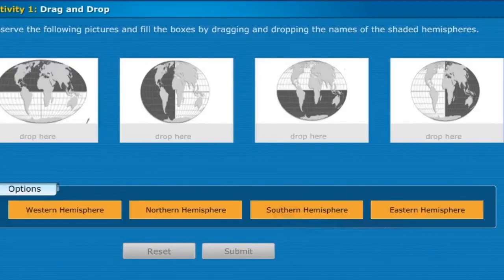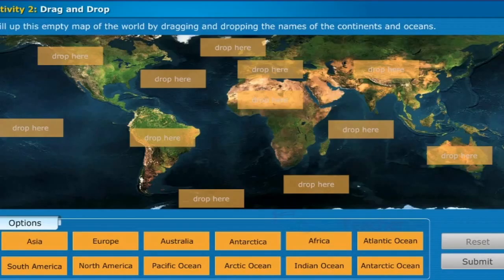Knowledge check. We will now perform an activity on the hemispheres of the Earth. Observe the following pictures and fill the boxes by dragging and dropping the names of the shaded hemispheres. Now, let us perform an activity of identifying the continents and oceans. Fill up this empty map of the world by dragging and dropping the names of the continents and oceans.